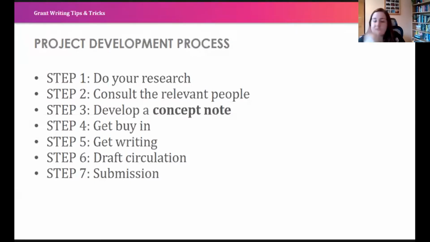The next is to get buy-in. So whether it's from all those relevant people that you consulted, or your board, or whoever it is, you want to circulate your concept note and ensure that they understand the idea, that they get it, they understand the value of it, and that they're endorsing it, that they want to go with it. And then step 5 obviously is to get writing, and write your first draft of your application. Then you want to circulate that draft to the relevant people, and then submission. Now, as I said, if this is a much bigger project, there might be a few drafts circulated. Those couple of steps might take a lot longer than if it's a very small grant, but that's a general idea.